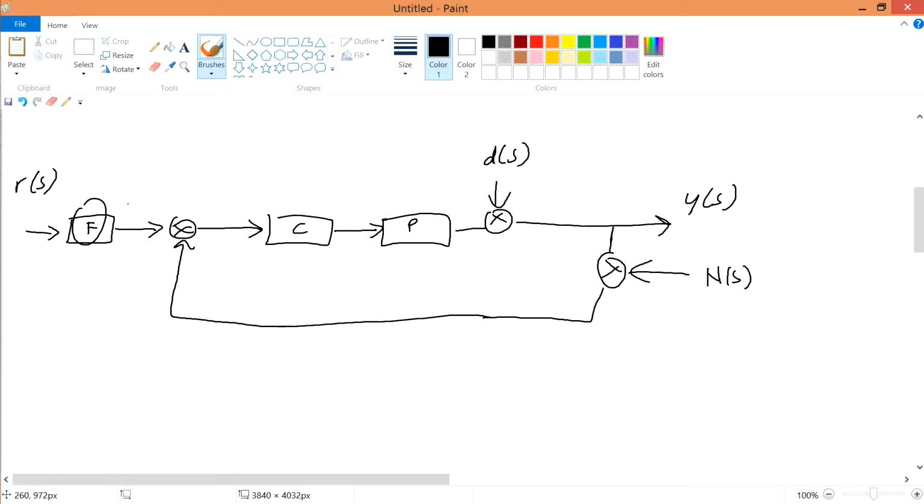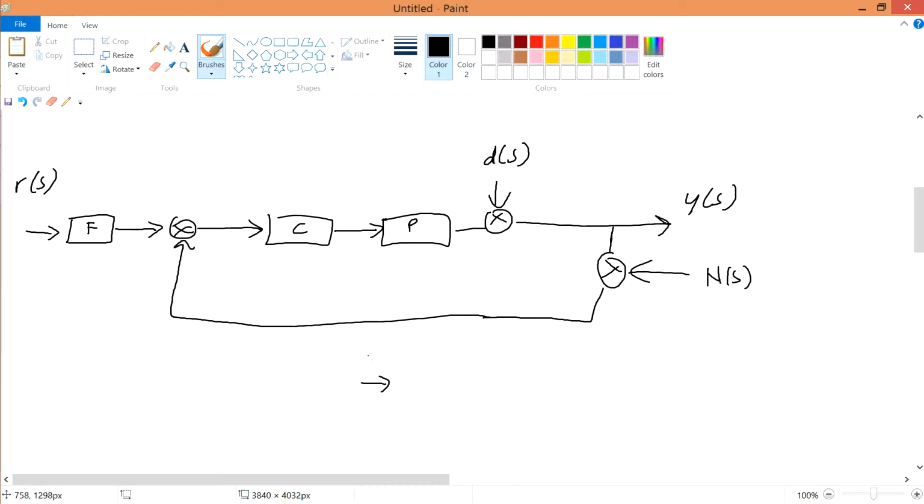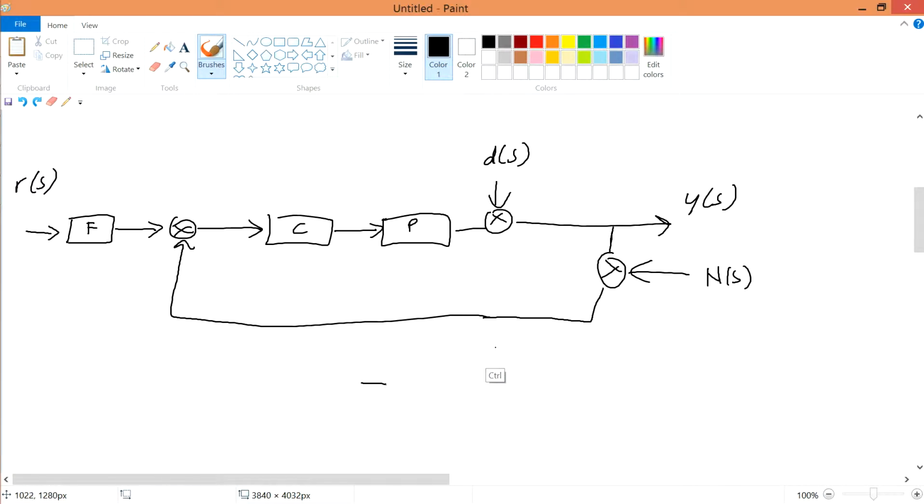We have a filter over here, we have a controller over here, we have a plant over here, this machine or whatever is over here. We have the output over here. Now, normally when you want to do a transfer function with this whole big chunk, you want to represent this whole equation in terms of the output, in a more simplified version. And this is what we're going to do right now.